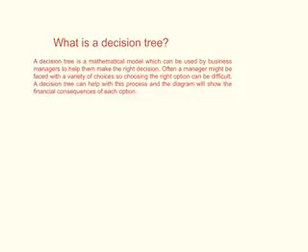So the first question is, what is a decision tree? A decision tree is a mathematical model which can be used by business managers to help them make the right decision. So often a manager can be faced with a variety of choices. So how do they go about choosing the right option? This can be difficult, and basically a decision tree will help with the process, as on a diagram it will show the financial consequences of each option. The obvious choice for the manager will then be to pick the option which is the most financially viable for the business.